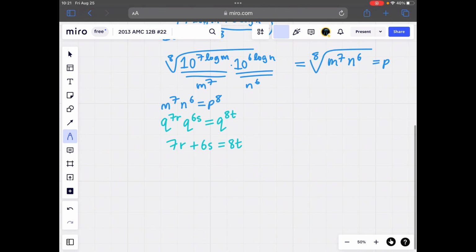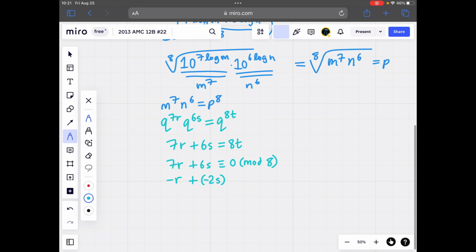So in order to solve this in terms of positive integers, we need that 7r plus 6s is congruent to 0 mod 8. And we want the smallest positive integers r and s. So 7r is congruent to negative r mod 8, and 6s is congruent to negative 2s. So if you just subtract 8r and then 8s, it won't change the mod 8 value of this expression, because 8r and 8s are congruent to 0 mod 8. So this expression we can say is also congruent to 0 mod 8.